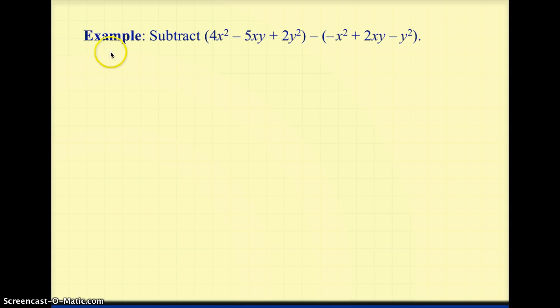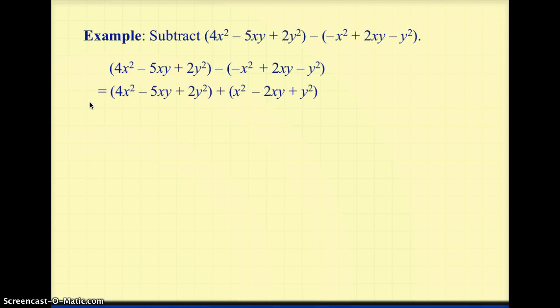Now we are going to subtract polynomials. To subtract polynomials, first you're going to rewrite the subtraction as an addition problem by distributing the negative. So if you notice here, we have a subtraction problem. What you're going to do is to distribute this negative to each term. So a negative times a negative is a positive x squared. A negative times a positive is negative 2xy. And then negative times negative is positive y squared.